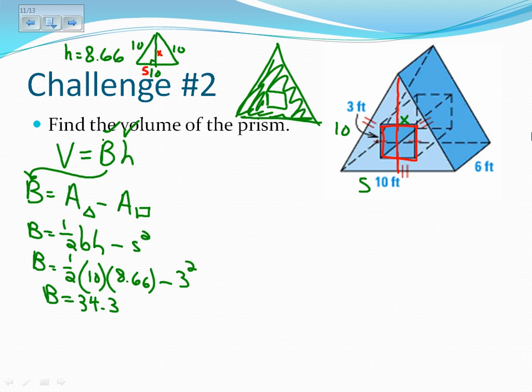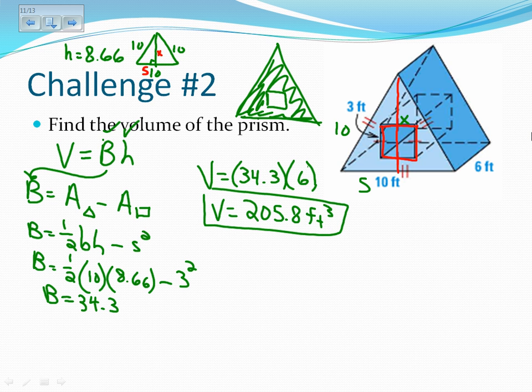Okay. So now the volume for the prism is the area of that base, which is just the front, the triangle minus the square, which is 34.3, times, what's the height of the prism? 6. So the volume of the prism will be what? 205.8. What are my units? Feet cubed. Remember, volume is always cubed, okay?